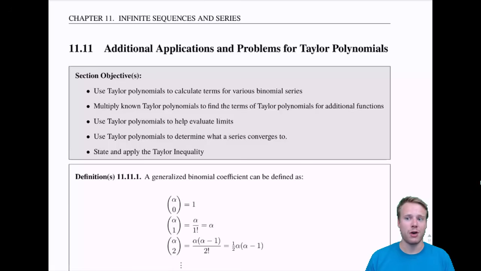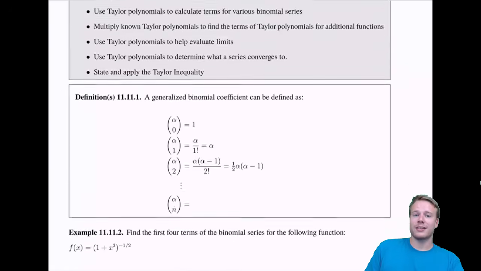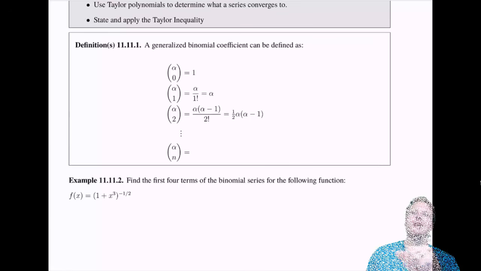That's an interesting one because so far we've only dealt with does it converge or not. We never really asked, well, okay, it converges, what does it converge to? Because that's a difficult problem. And then finally, we're going to state and apply Taylor inequality, and that's going to be a better way to find remainders. Okay, so let's get to it with the definition.